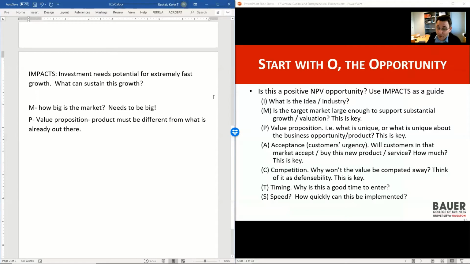If you don't have that value proposition, it doesn't matter how big the market is, you're not going to get a big piece of the market. Right? You need the market to be big, and you need to be able to take a big chunk of the market. That's M and P.